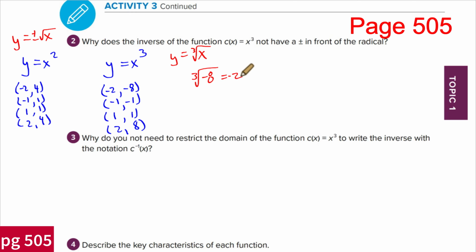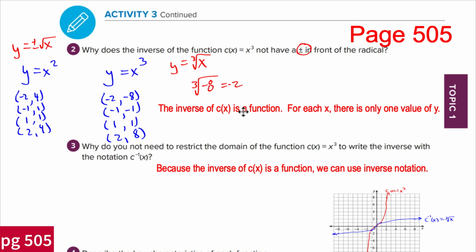And it's the only possibility, which is not the same as over here when we square things and they turn positive, and we didn't know. So there's only one answer for this. This ends up being a function. We don't need the plus or minus because y equals the cube root of x is a function. It only has one y value for each x value. Let's actually write that out. The inverse of c of x is a function. For each x, there's only one value of y. That's why the plus or minus is needed in the other case.